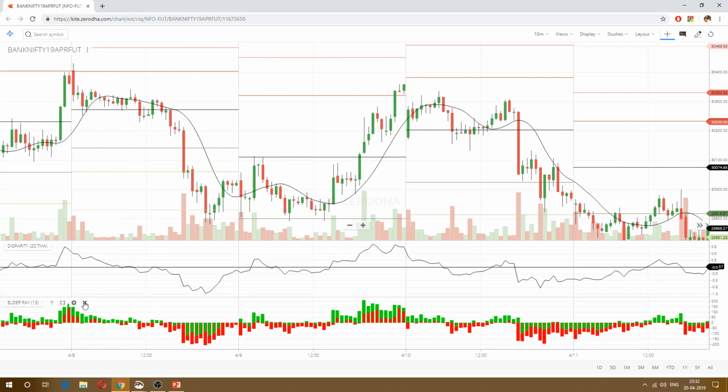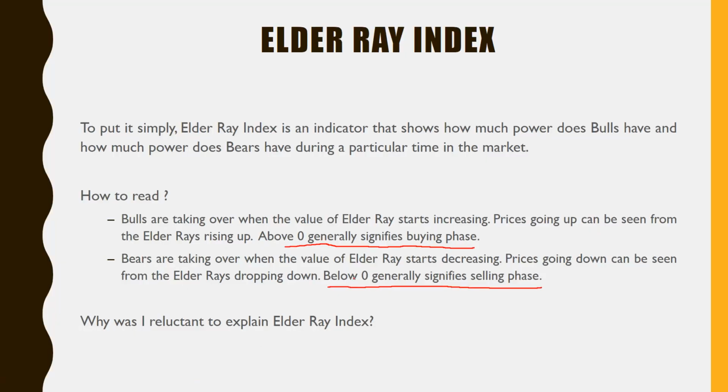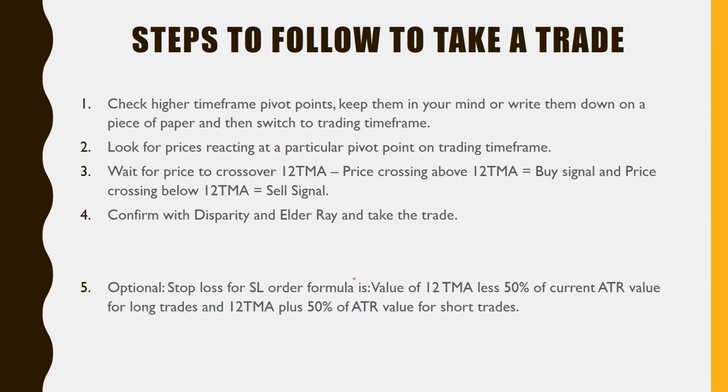Really beginners, try to ignore elder ray because it is based on relative. It is not as vanilla as disparity or price crossing over 12 TMA. So it will be hard for me to clear any doubts you have on this because of how to interpret elder ray. Anyway, moving ahead, steps to follow to take a trade.